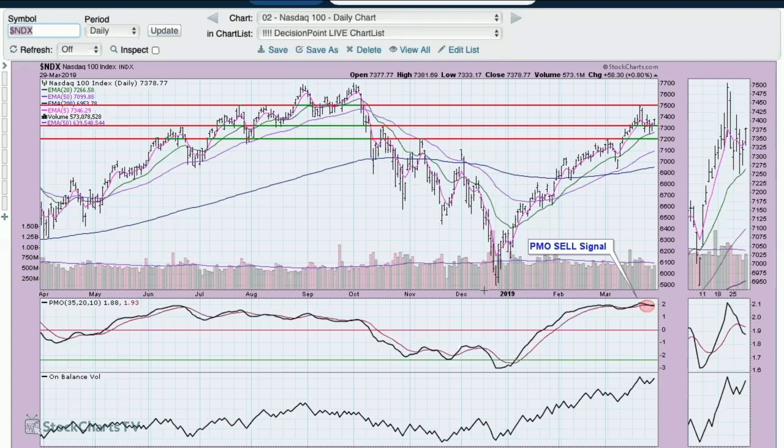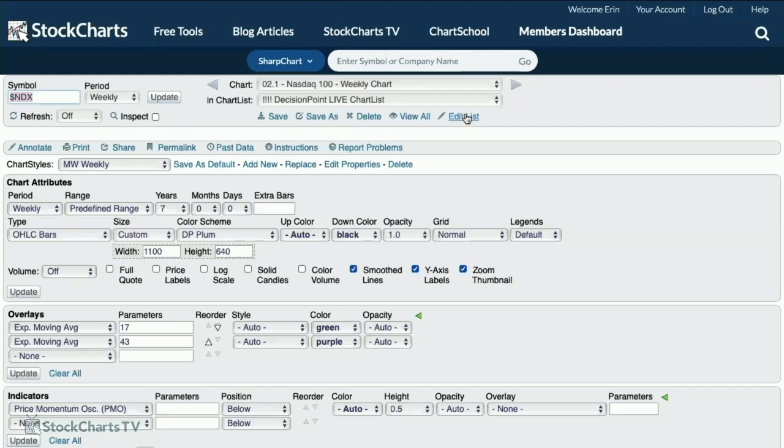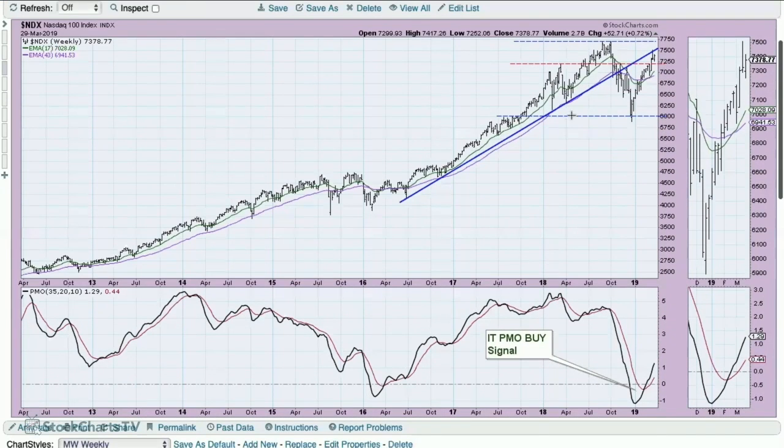Weekly chart, we have, again, the failure to get back up above and into that rising trend we saw earlier, starting from 2016. And we are still on a buy signal on the weekly charts. So the weekly charts, I think, still look pretty healthy.